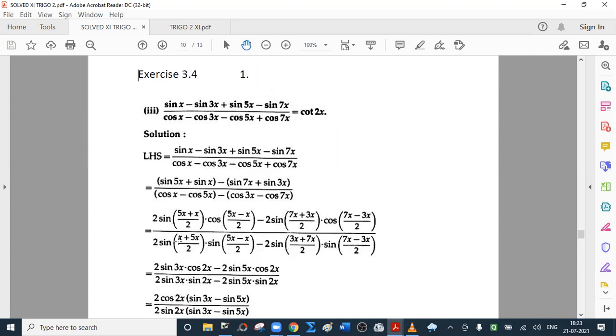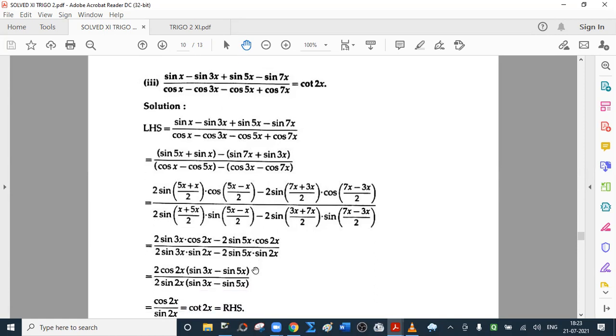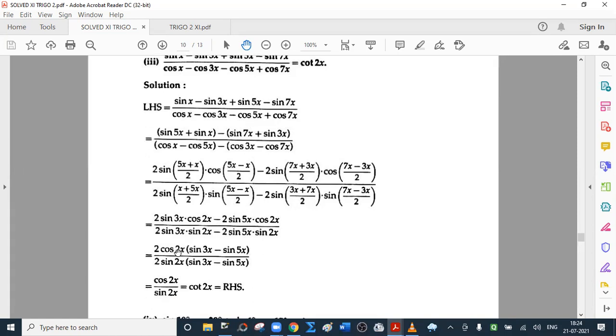So this is just 2 sine 3x cos 2x minus 2 sine 5x cos 2x divided by 2 sine 3x sine 2x minus 2 sine 5x sine 2x. What can be taken common from numerator? 2 cos 2x, and from denominator 2 sin 2x.